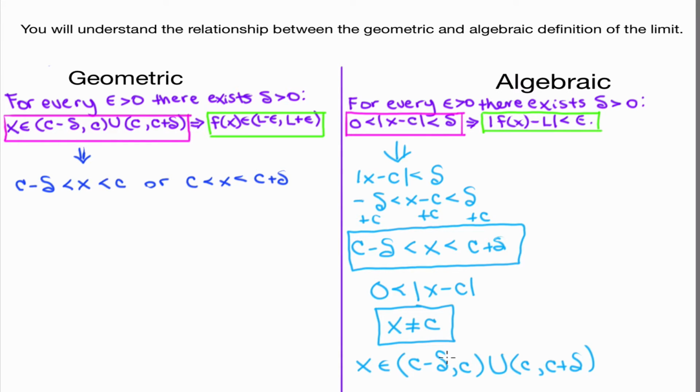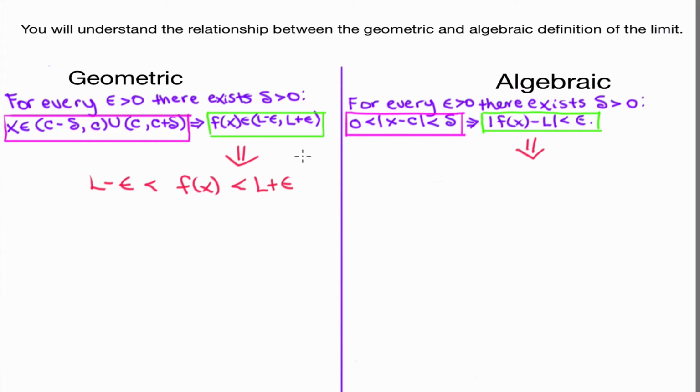We can write this in punctured interval notation just as it is over here, so that this expression where x is in this punctured open interval is equivalent to this expression where the absolute value of x minus c is between 0 and delta. Now let's have a look at the outputs, the f of x values as far as interval notation and absolute value notation.